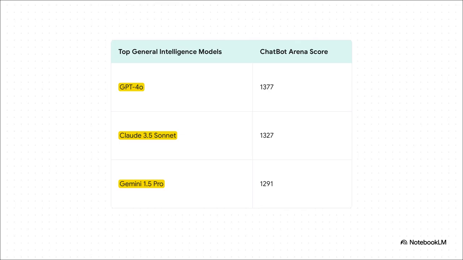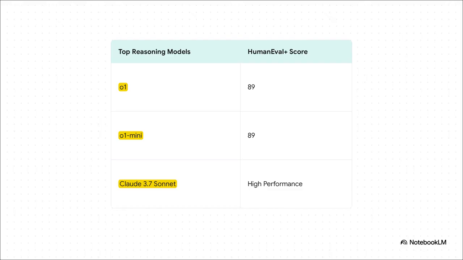Well, according to the Chatbot Arena scores, which are based on real humans choosing the best responses, GPT-4o is currently king of the hill. But Claude 3.5 Sonnet and Gemini 1.5 Pro are right there with it, making them all fantastic, versatile choices. But then you have those tasks that require more than just a quick answer. They need real logic. This is where reasoning models absolutely shine.